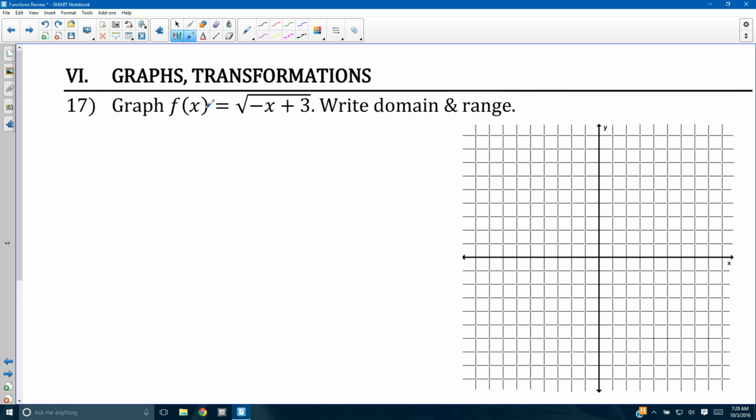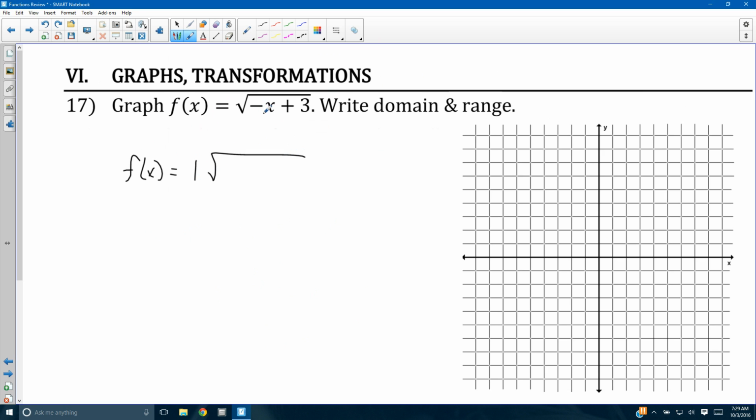Number 17, graph another square root here. Now this one's a little different. I haven't done a lot of these with any video yet. Maybe I've done one of them. Let me write this in kind of a different light here. There's a 1 here. Whoops, that's kind of bad looking. There's a 1 on the outside.